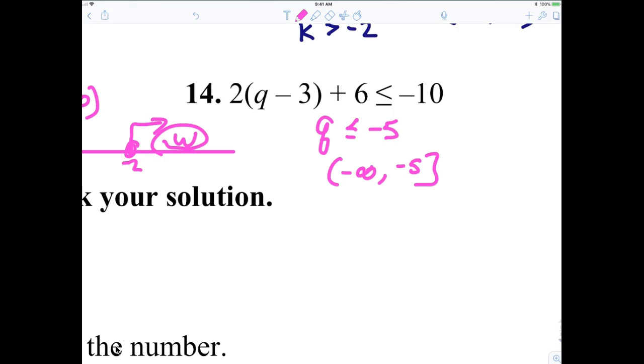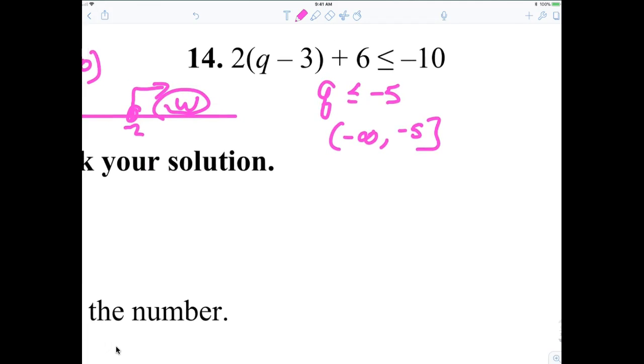I know you can do this easily and messy, but if you just distribute it, it's the same exact answer. You want me to show you it's the same? All right, so let me show you it's the same. If I distribute the 2, it's 2q minus 6 plus 6 is less than or equal to negative 10, right? And then what happens to the negative 6 and the positive 6? So 2q is less than or equal to negative 10.